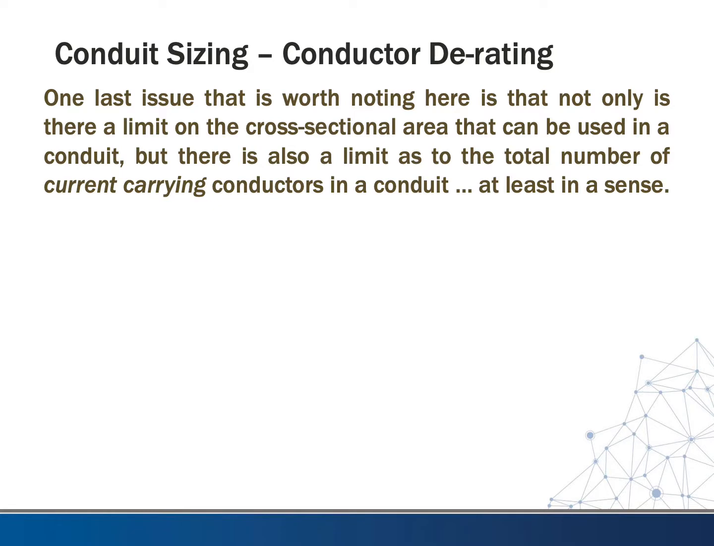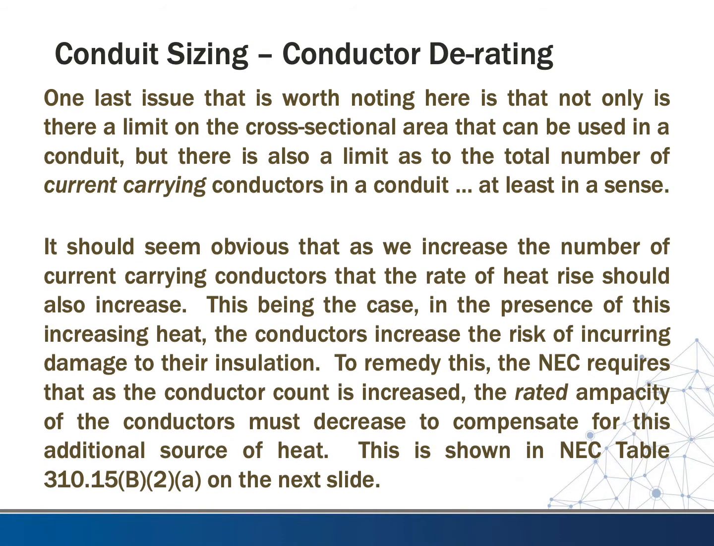One last issue that is worth noting here is that not only is there a limit on the cross-sectional area that can be used in a conduit, but there is also a limit as to the total number of current carrying conductors in a conduit, because it's the current carrying conductors that will produce the heat, right? At least in a sense, this is the case. It should seem obvious that as we increase the number of current carrying conductors, the rate of heat rise should also proportionately increase. So in the presence of this increasing heat, the conductors increase the risk of incurring damage to their insulation.